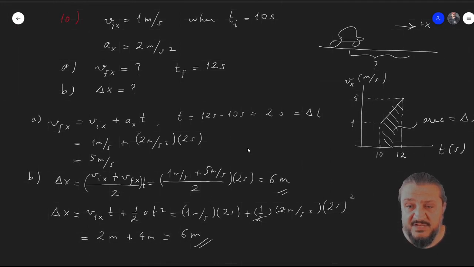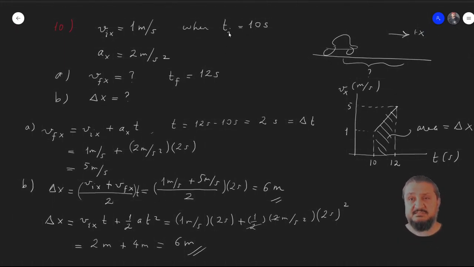I think the tricky part in this problem was these ti and tf values, because I had to remember that the t in the formulas I derived stands for the time interval. So if you take this formula and just plug in 10 or 12, you would get the wrong answer. Don't do that.